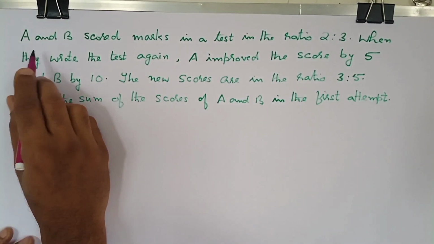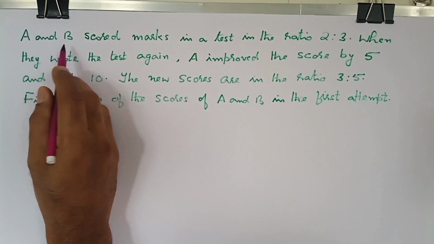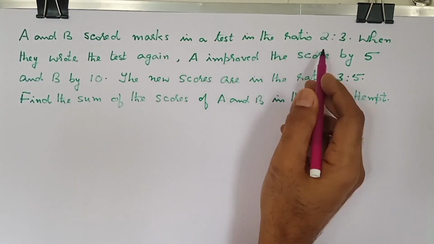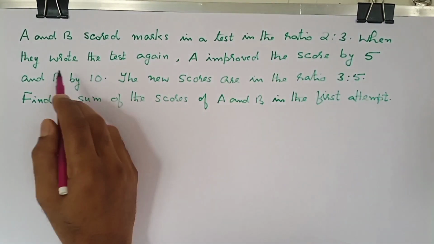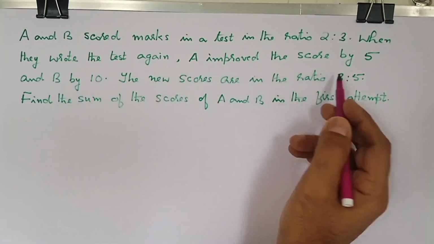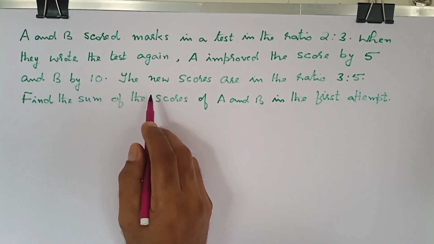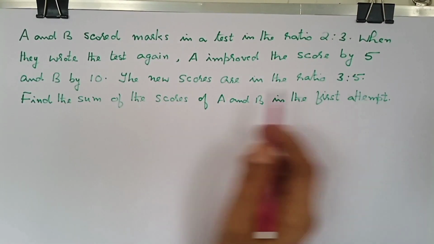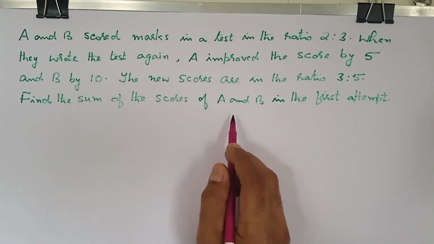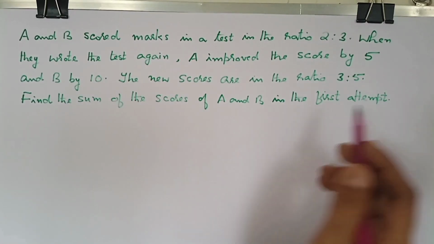Now look at the problem. Here is a simple problem. A and B scored marks in a test in the ratio 2:3. When they wrote the test again, A improved the score by 5 and B by 10. The new scores are in the ratio 3:5. Find the sum of the scores of A and B in the first attempt.